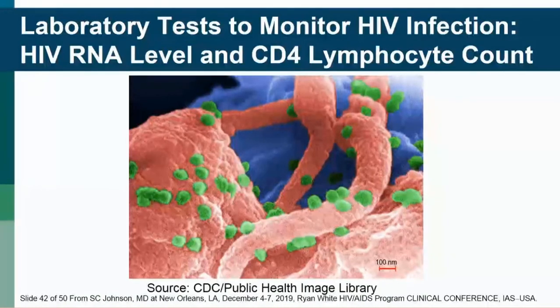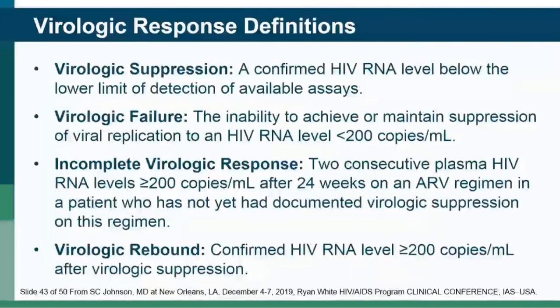I want to mention a couple things about the major laboratory tests to monitor HIV infection, the HIV RNA level and the CD4 lymphocyte count. And I just want to mention a bit about virologic response, because when we're monitoring therapy and we're measuring viral load, the term virologic suppression is a confirmed RNA level below the lower limit of detection. Virologic failure is the inability to either achieve or maintain suppression of viral replication to an HIV RNA level less than 200, and we typically require a second sample to confirm virologic failure. So two values above 200.